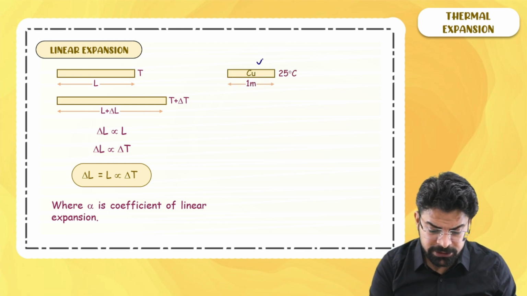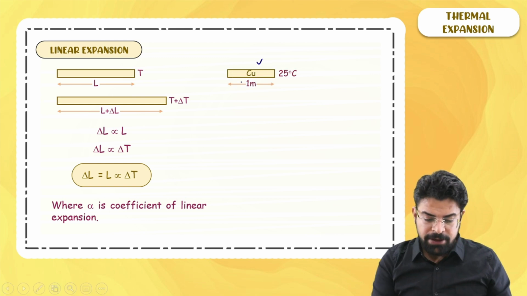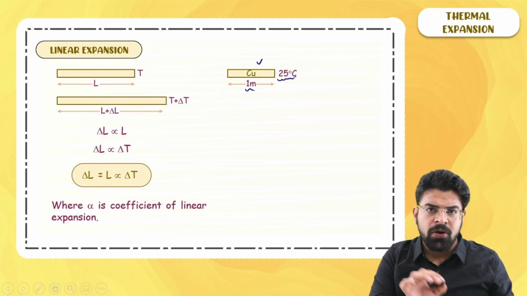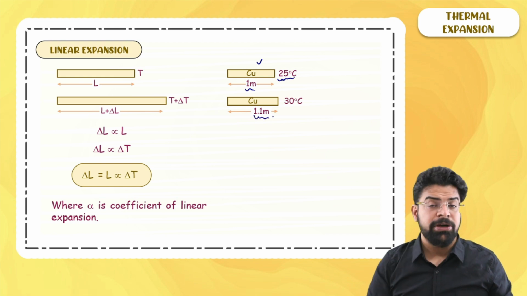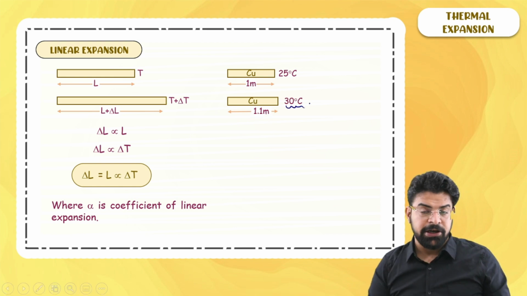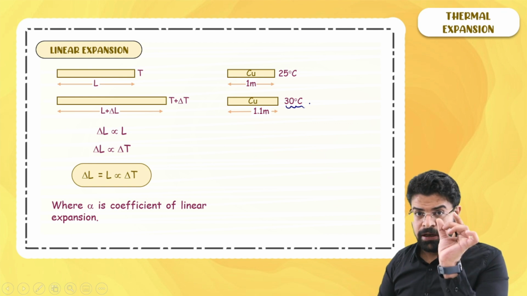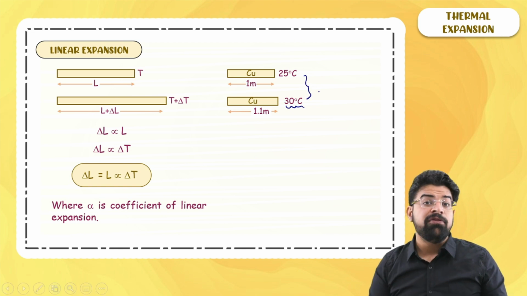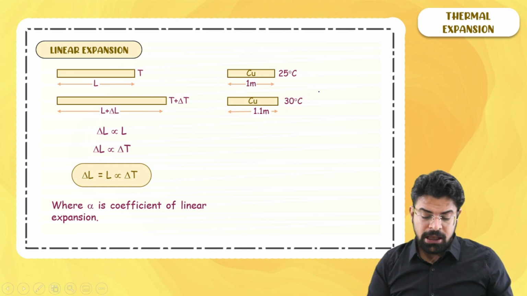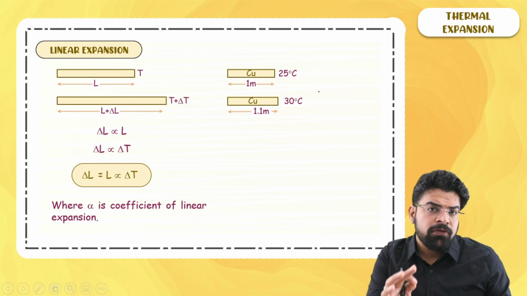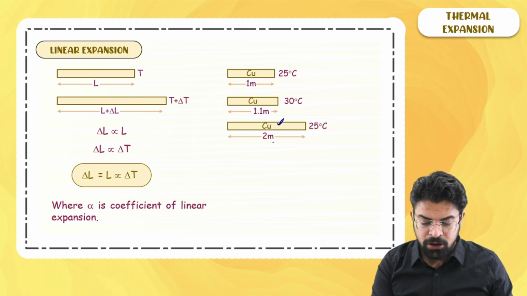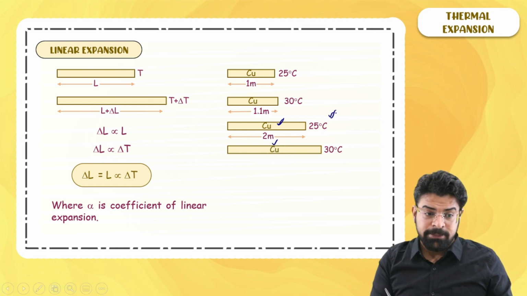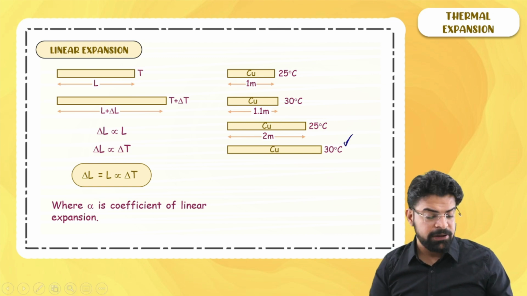Now visualize a rod of copper having a length of 1 meter at 25 degrees centigrade. And let's say the length of this rod of copper increases to 1.1 meter at a temperature of 30 degrees centigrade. So if the length increases from 1 to 1.1 when the temperature increases by 5 degrees centigrade, the question is, rather than having a copper rod of length 1 meter, if you have a copper rod of length 2 meter at a temperature of 25 and then you increase its temperature to 30, what will be the final length?